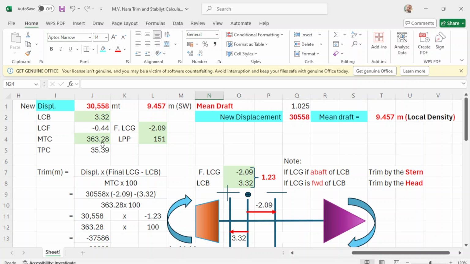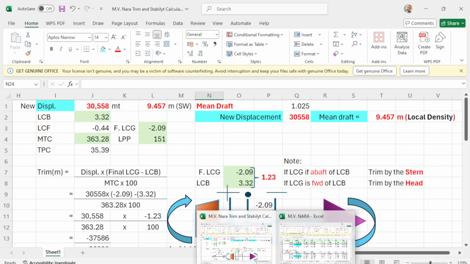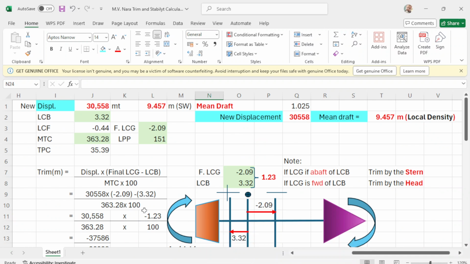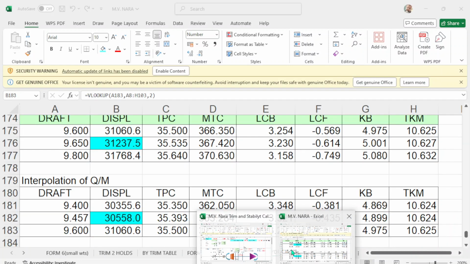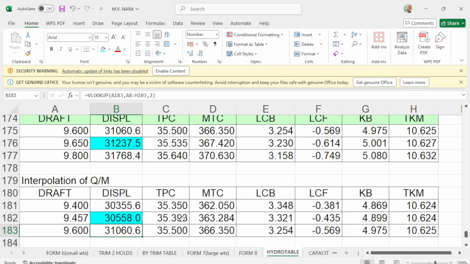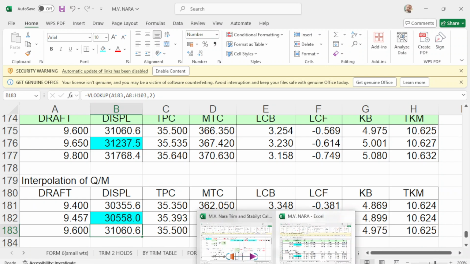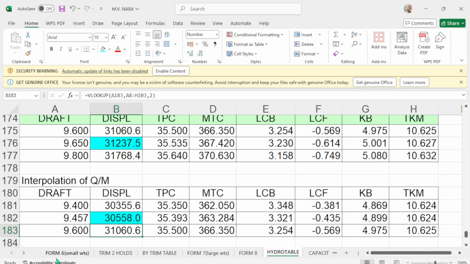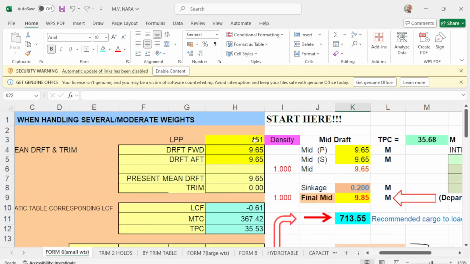MTC is 363.28. MTC is 363.28. Okay, confirm. Next would be TPC of 3539. TPC is 3539. Okay, and the next would be the ship's LPP, or length between perpendiculars, which is 151.